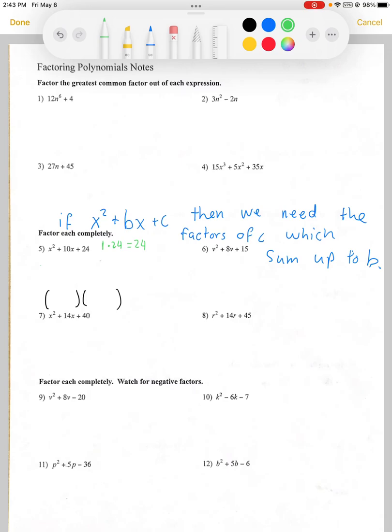Let's try the next pair. 2 times 12 is equal to 24. However, 2 plus 12 does not equal 10. 3 times 8 is equal to 24. However, 3 plus 8 does not equal 10. 4 times 6 is equal to 24. And 4 plus 6 is equal to 10.